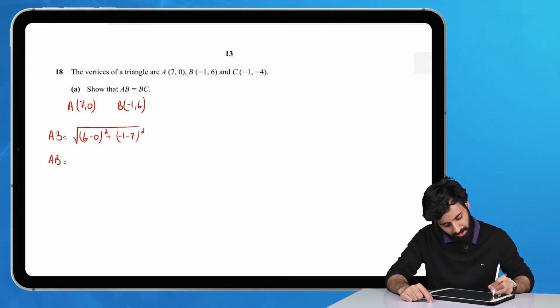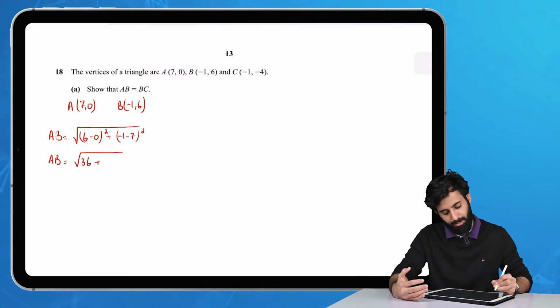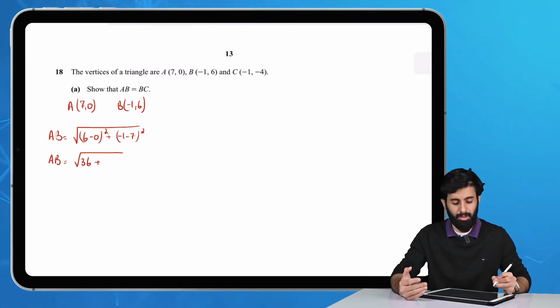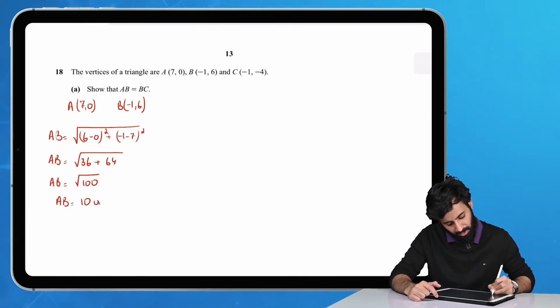So AB equals the square root of 6 minus 0, which is 6, the square of which is 36, plus -1 minus 7, which is -8, the square of which is 64. So we're looking at 36 plus 64, which is equal to 100, and the square root of 100 is equal to 10 units.